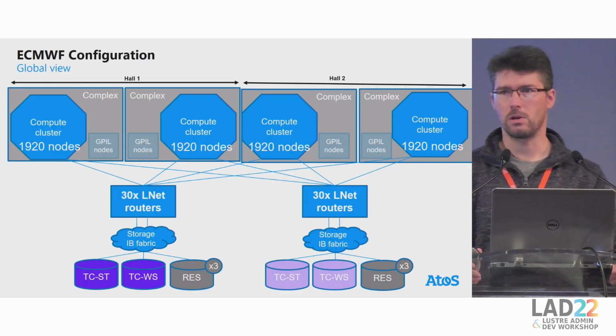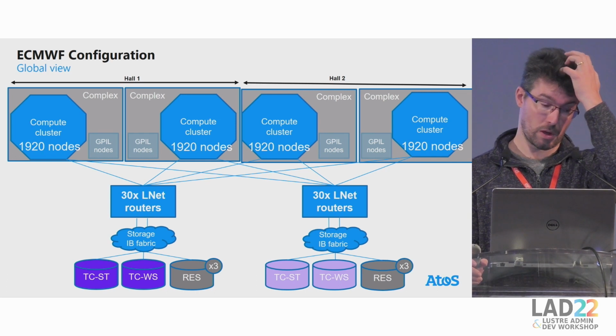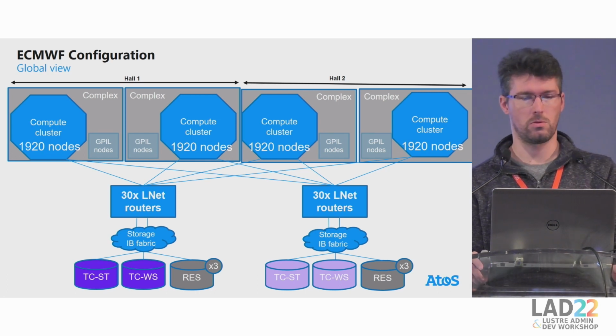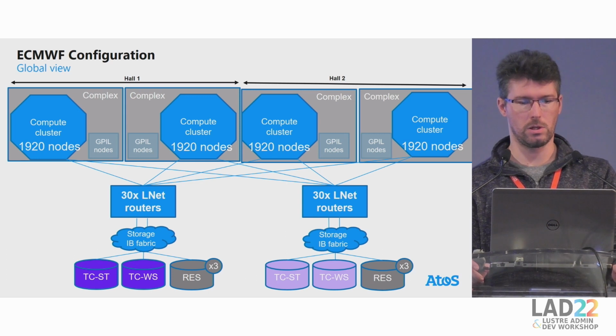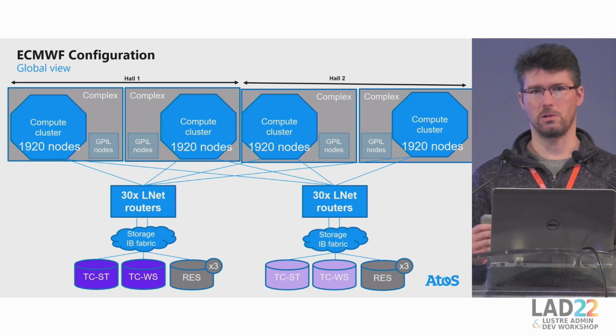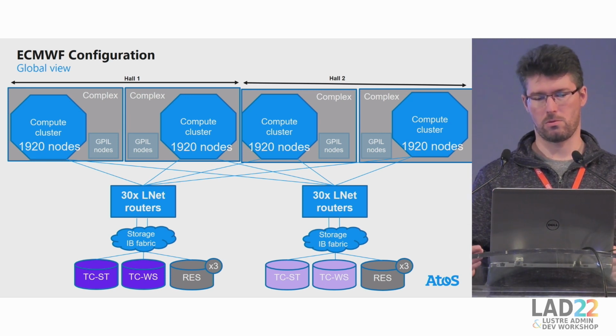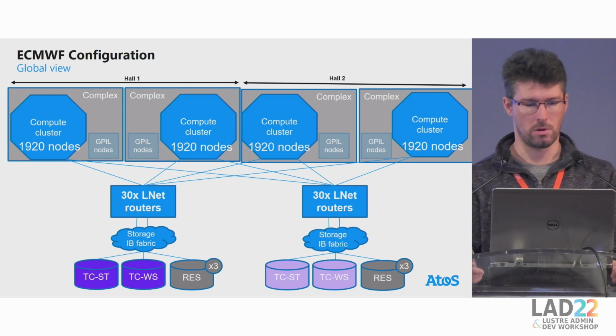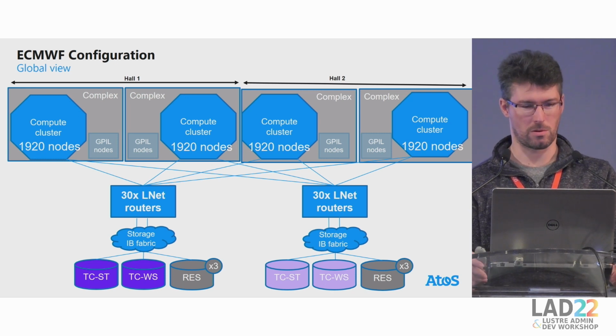Here you can see the way the complexes are laid out. You have the two halls. In each hall, you have 2 complexes, and all complexes access both data hall storage fabrics through 30 LNet routers each. You can see that there is already quite a disproportion between the number of nodes and the number of routers, which is part of why I'm giving this talk.